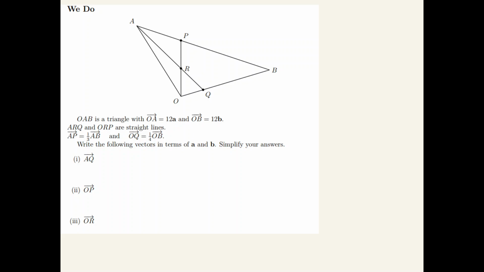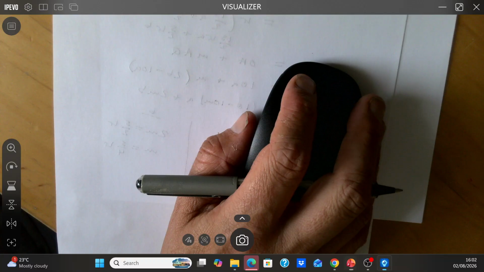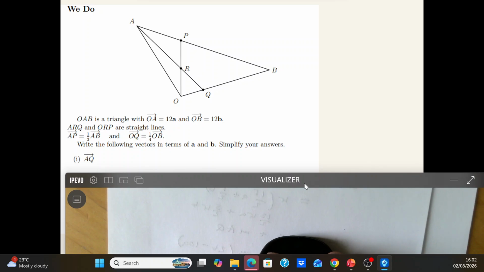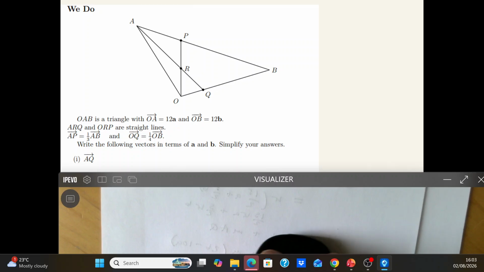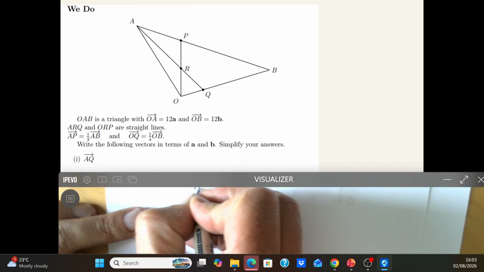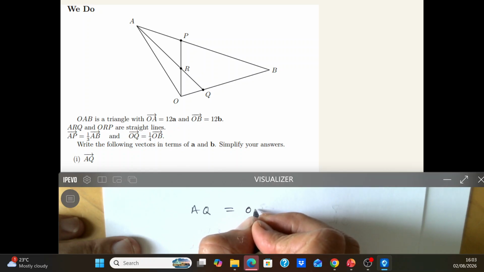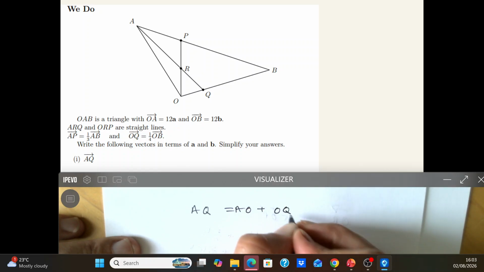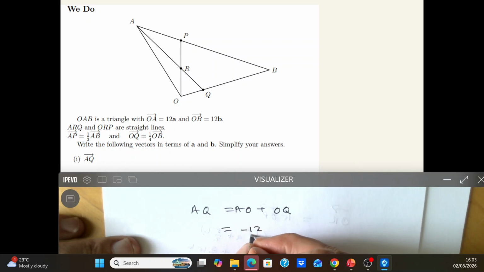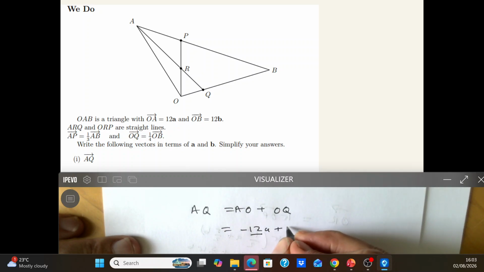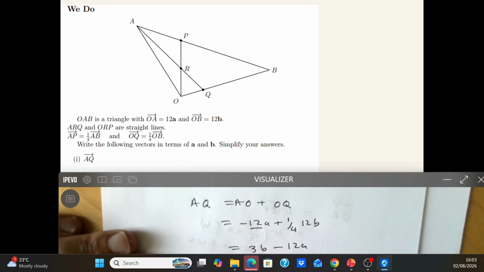Right. So the first thing we're going to do is exactly similar. We need to work out AQ. So why don't you write down what you think AQ is? Which should give you, and the fraction is a quarter of OB, 3b minus 12a. Hopefully you've got that right.